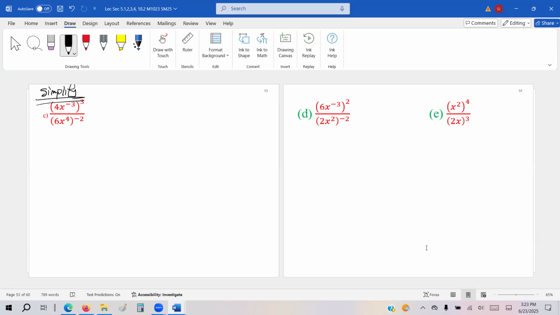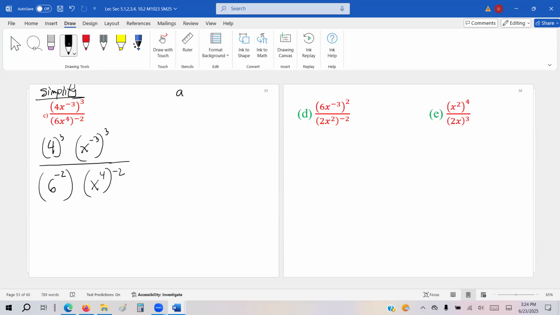So it doesn't matter what we have. The thing is, we are going to apply the exponent rules. We have more elements in the base and then one power. So step one, distribute the power. So we have 4 cubed x to the negative 3 cubed over 6 to the negative 2 x to the 4 to the negative 2. Numerator has power 3, so we distribute 3. Denominator has power -2, so we distribute -2.